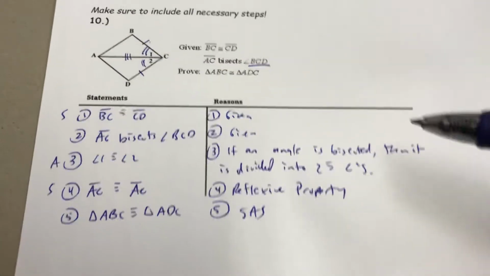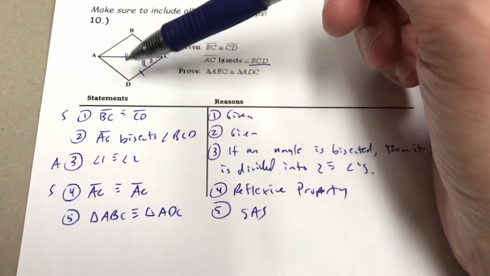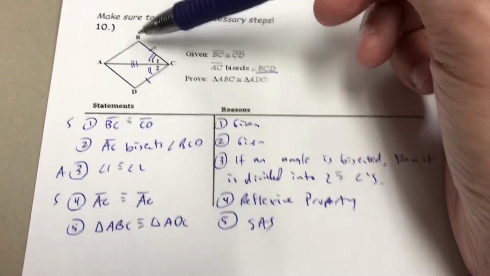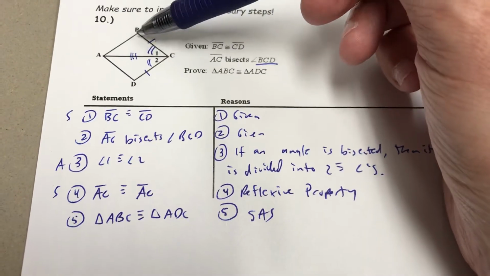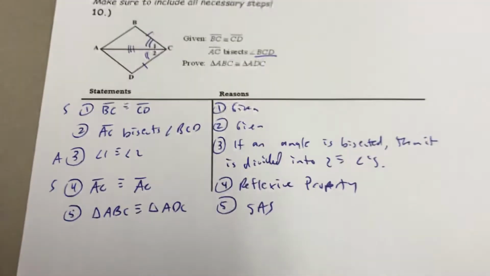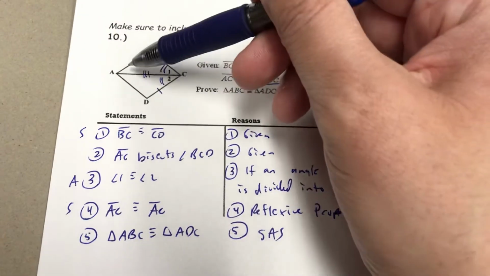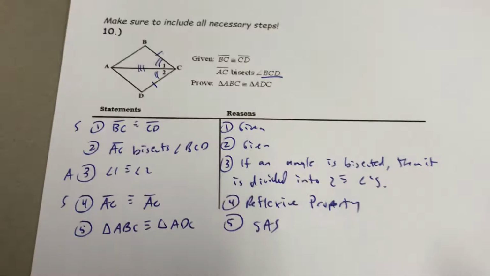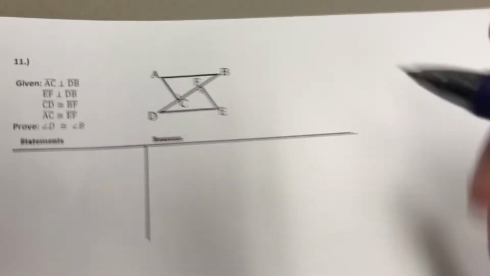If I'd ask you to go farther, maybe I'd ask you to prove angle B congruent to angle D or something like that. You could prove the triangles congruent first and then say that the corresponding parts of congruent triangles are congruent. Like B would be congruent to D, or this angle up here would be congruent to that angle up there, that sort of thing. All right, on to our final proof.